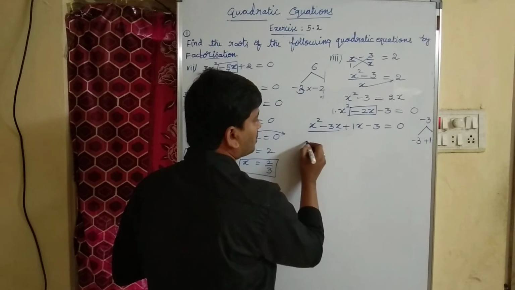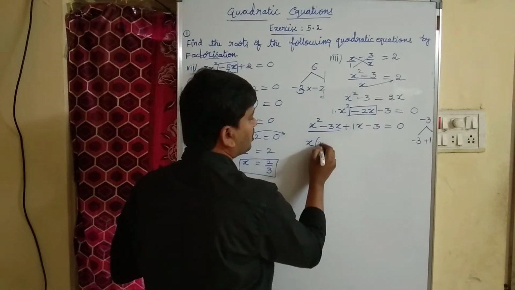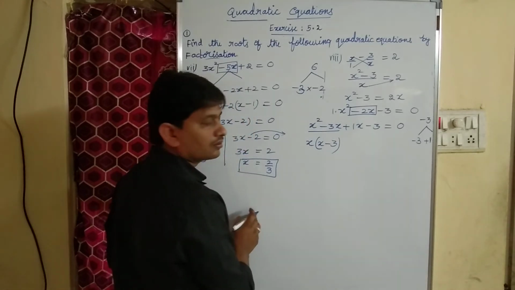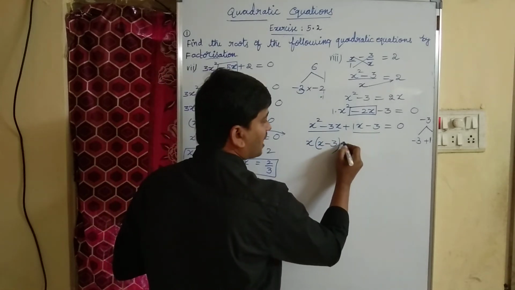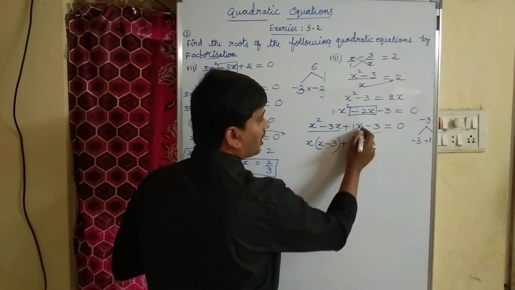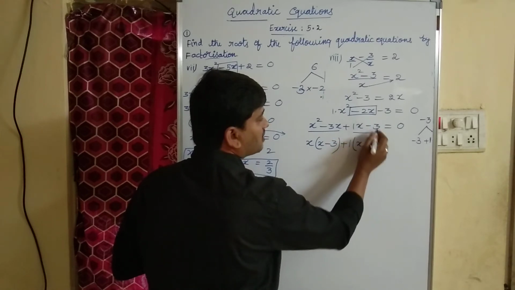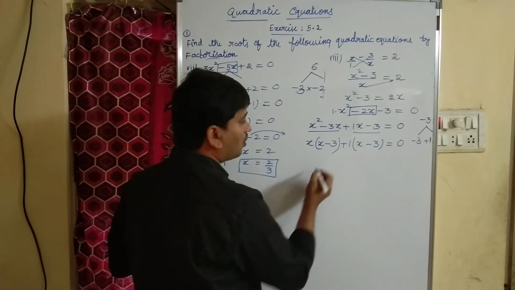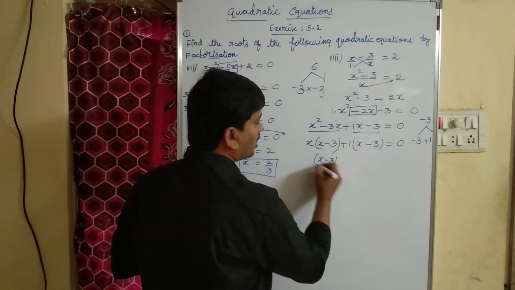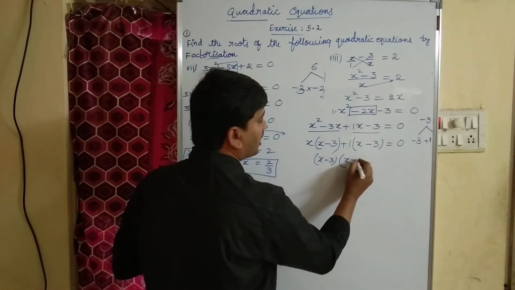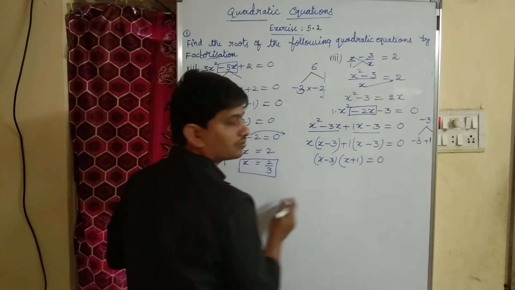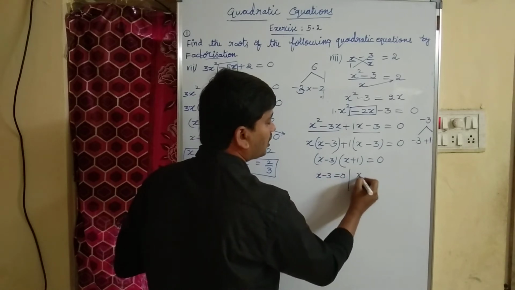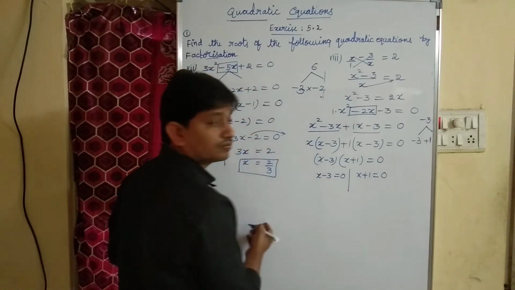So from these two terms I can take x as common. x into x, x square; x into 3, 3x. Now from these two terms I can take only 1 as common. 1 into x, 1x; minus 1 into 3, minus 3, equal to 0. Now I can take x minus 3 as common. What will I get? I will get x plus 1 equal to 0. So one is x minus 3 equal to 0 and the other one is x plus 1 equal to 0.